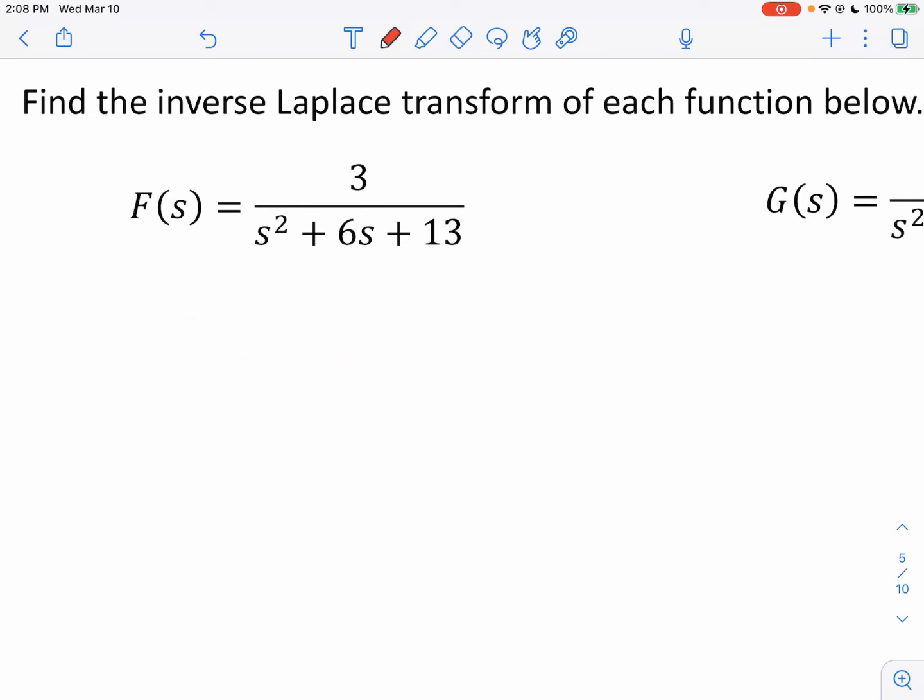But currently there's a 1 in front of that s squared, so now I can take the coefficient of s, which is 6, divide it by 2, and square the result. You might remember this process from completing the square in an algebra class. And it tells me that if I had a 9 right here instead of a 13, then I would have a perfect square. What we're going to do is decompose this 13 into 9 plus 4.